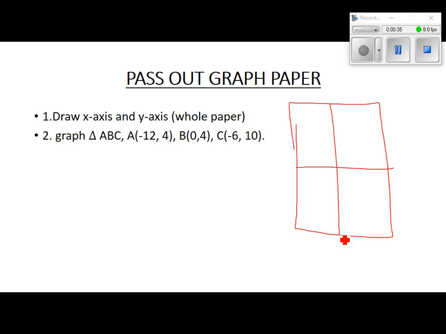Then I want you to graph these 3 points. Once you graph them, I want you to label them. Point A, -12, 4. Label it with the letter and label it with the numbers. Remember that the first number, like the -12 right there, tells you how much to move left or right from the origin, from the center. The second number tells you how much to move up or down. So first number left or right, second number up or down. Go ahead and take a minute and do that.